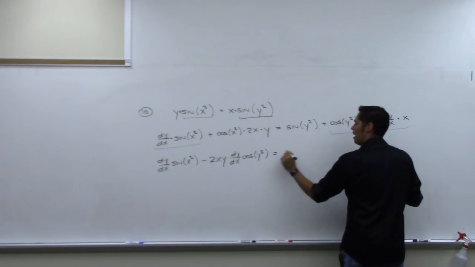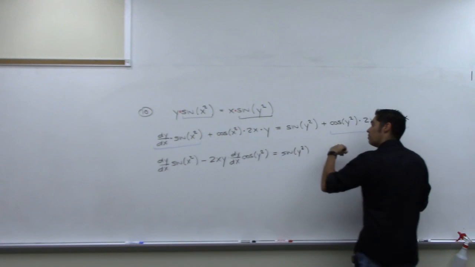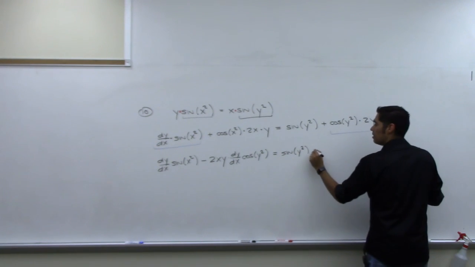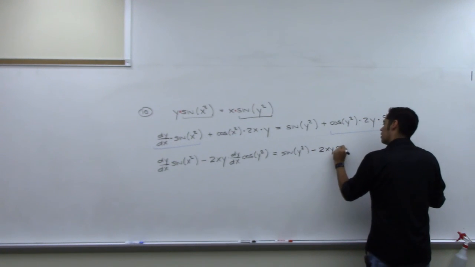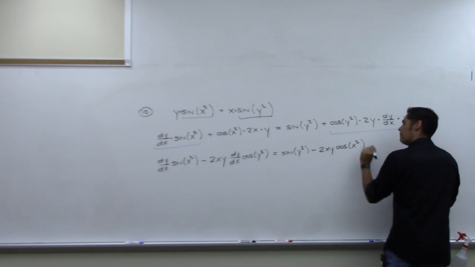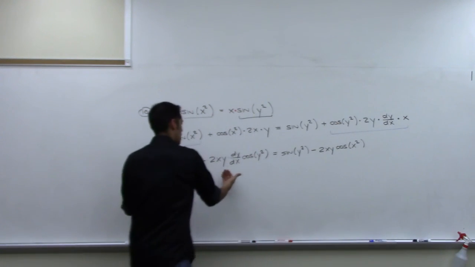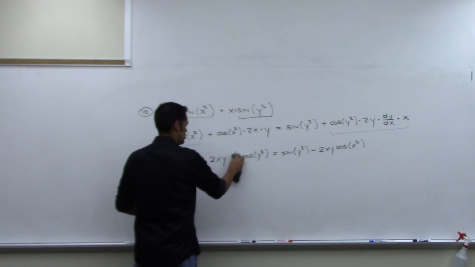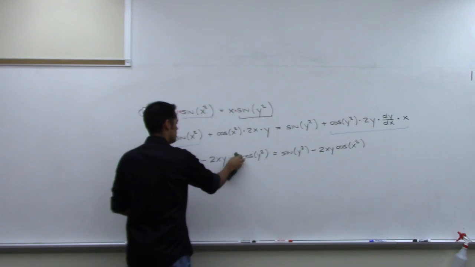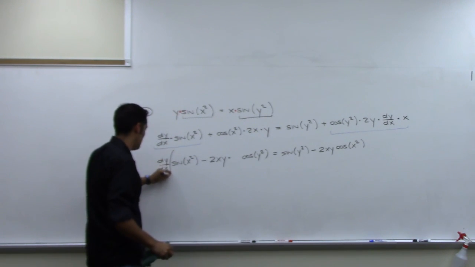Equals, now on this side I had sine y squared, but I have to move this piece to the right because it doesn't have a dy/dx. So it'll become minus, and I'm going to write 2xy cosine x squared. Now both of these have dy/dx in them, so I'm going to factor a dy/dx out, and I'm going to do a shortcut here. Just remember that's multiplication. And when I factor it out, it's going to look like that.